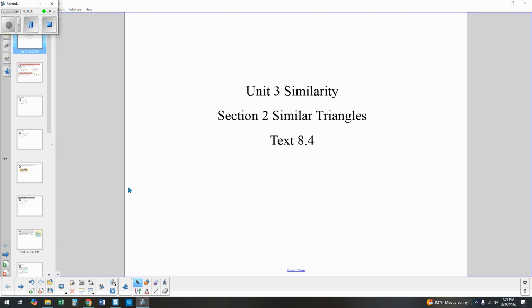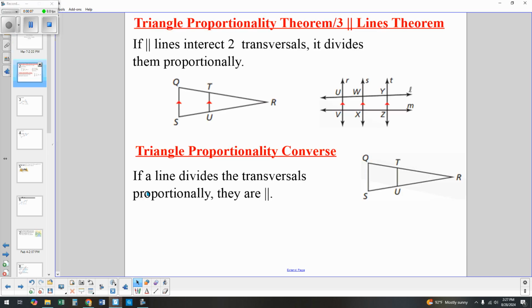This is lesson 8.4. So we're going to start with a combined theorem. This is actually two different theorems, but they mean the same thing: the triangle proportionality theorem and the three parallel lines theorem.